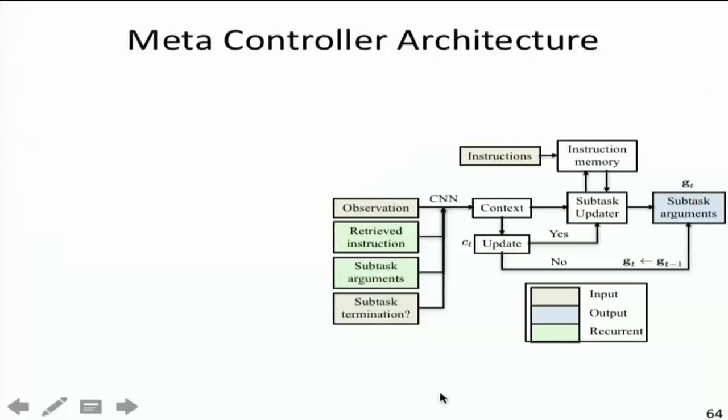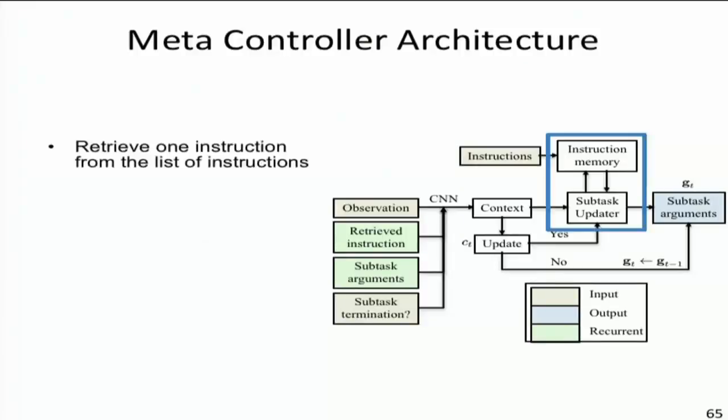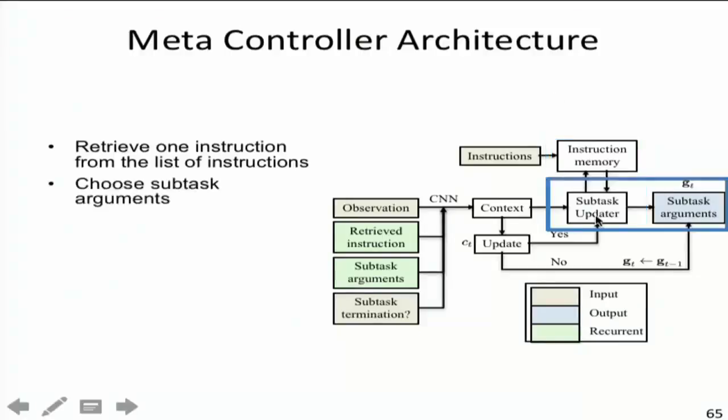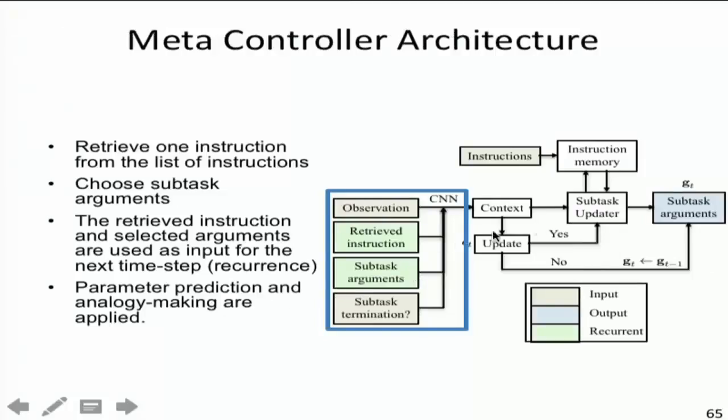Now I'm going to explain the meta controller. The high-level idea is that the meta controller is given a sequence of instructions that it's trying to execute. To do that, it has to take into account observations, the instruction, and the termination signal coming from the subtask agent. The job of the meta controller is to update the command to the subtask controller, and also to decide whether it should update the command or not. More specifically, it takes the instruction from memory, and then also chooses the subtask argument. It has the previous context on the retrieved instruction and the previous subtask arguments, and takes all this information to decide what new command to issue to the subtask controller.